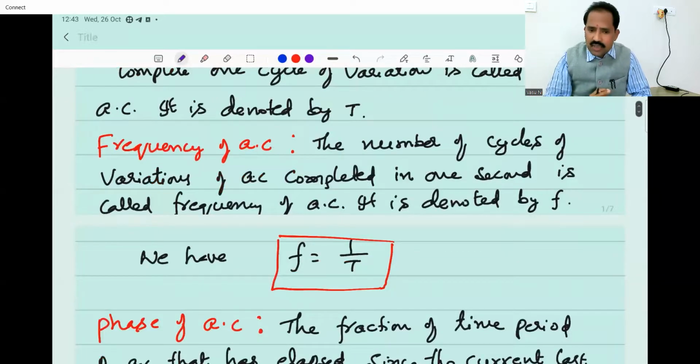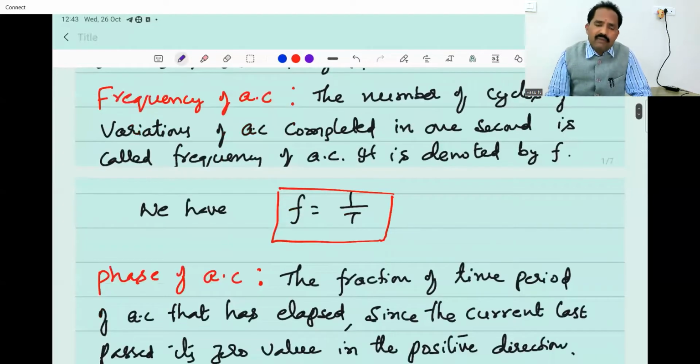You must understand this clearly. They ask this in 2 marks or 1 mark: define period of AC, define frequency of AC. You must write a clear, complete definition, and write AC there. The number of cycles of variations of AC completed in 1 second is called frequency of AC. And the relation: f is equal to 1 by T. That means if you know the period, we can find the frequency of AC, or if you know the frequency of AC, we can find the time period.